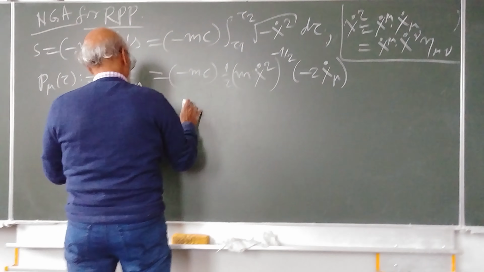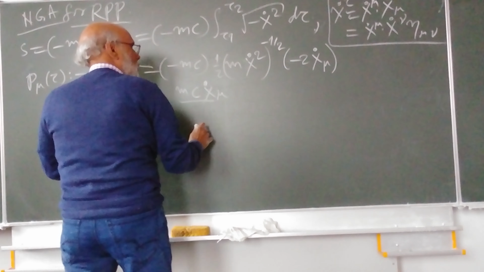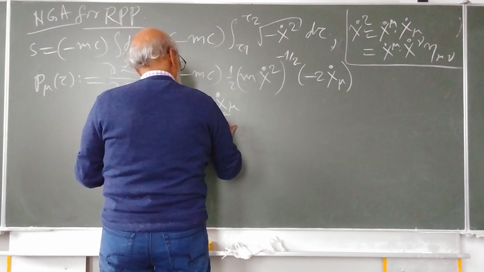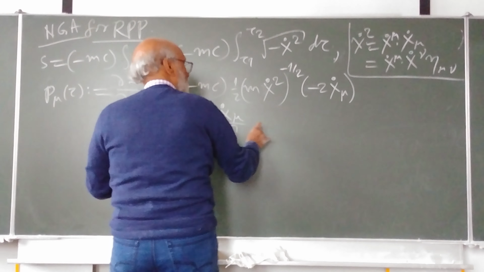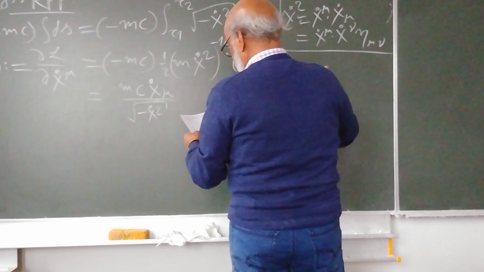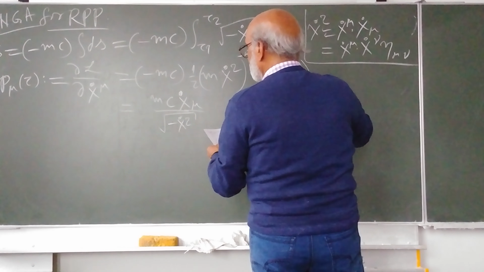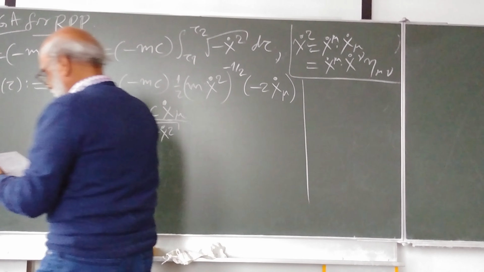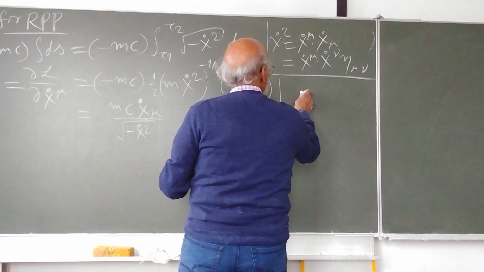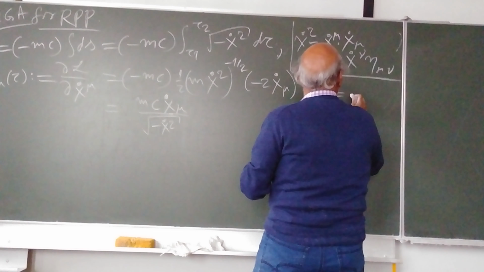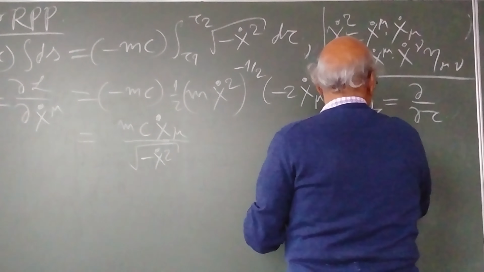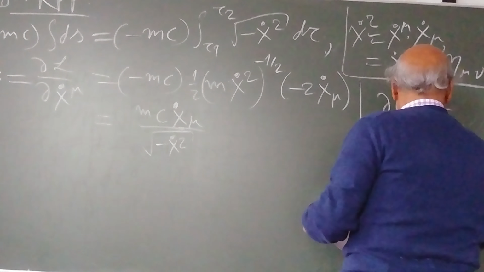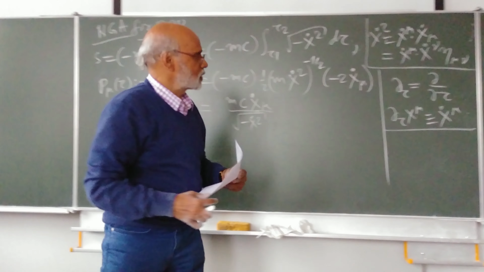mc times x mu dot divided by the square root of minus x dot square. Anyway, so that's my canonical momentum. I was just trying to write separately: this is del over del tau. So del tau of x mu is x mu dot. I just thought I should explicitly write it.